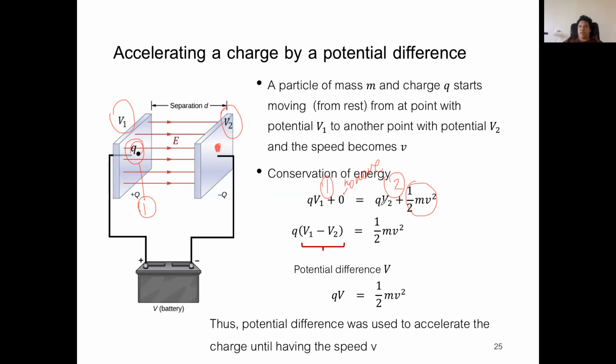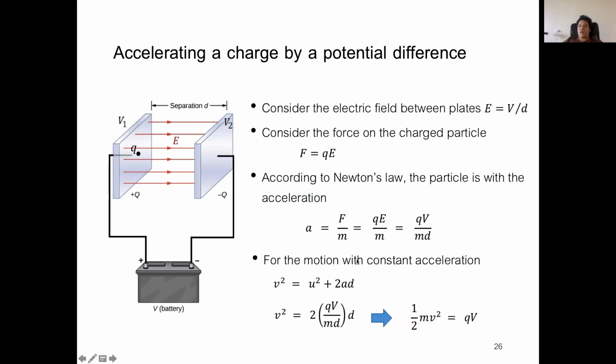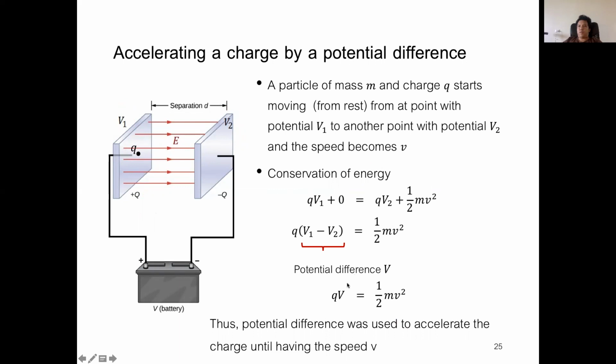And then here it means that the particle started to move. So we can write down QV1 and QV2 together, and they make the potential difference V. Now we can write this down in terms of the potential difference V and the speed small v, so that we can use this voltage to accelerate an electron or whatever particles to move with a particular speed.